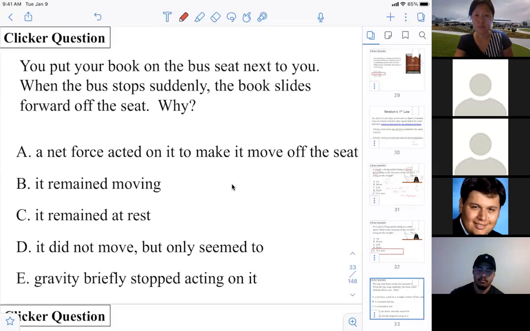All right, since we're running out of time, I want to give you just 10 more seconds and then we can wrap this up. All right, any last minute vote? I'm going to go ahead and close this. Let's take a look at our results. So the popular answers are A, a net force acting on it to make it move off the seat, or B, it remained moving. So how do we use Newton's first law to explain this phenomenon?